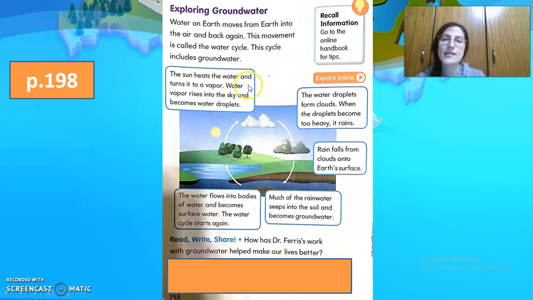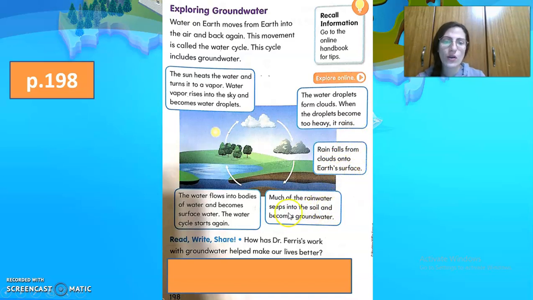The sun heats the water and turns it to a vapor. Water vapor rises into the sky and becomes water droplets. The water droplets form clouds. When the droplets become too heavy, it rains. Rain falls from clouds onto Earth's surface.